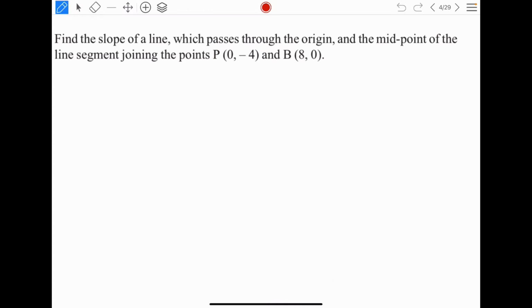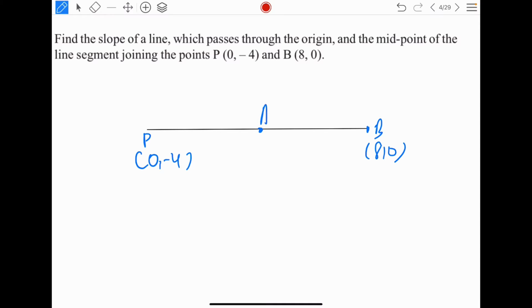That's it. Question. Find the slope of a line which passes through the origin and the midpoint of the line segment joining the points P and B. So if I have the line segment PB, I can write P as 0, minus 4 and B as 8, 0. I have to find the midpoint first. Let me call A the midpoint, x1, y1.